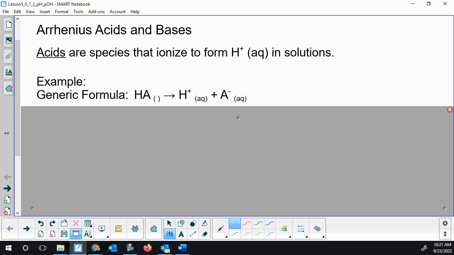So the Arrhenius definition: acids are any species that ionize to form H+ in solution. We saw that already in that ionization lesson in chapter 5. Generically, all acids that follow this definition are going to follow this generic formula, where HA is meant to represent any acid.